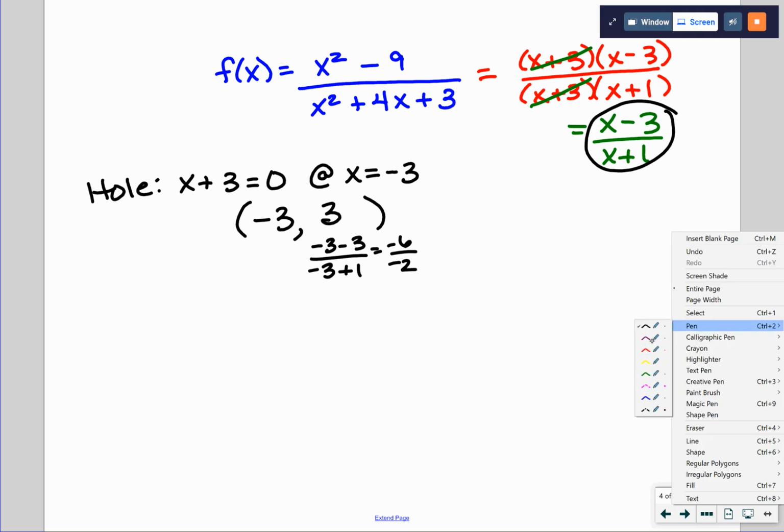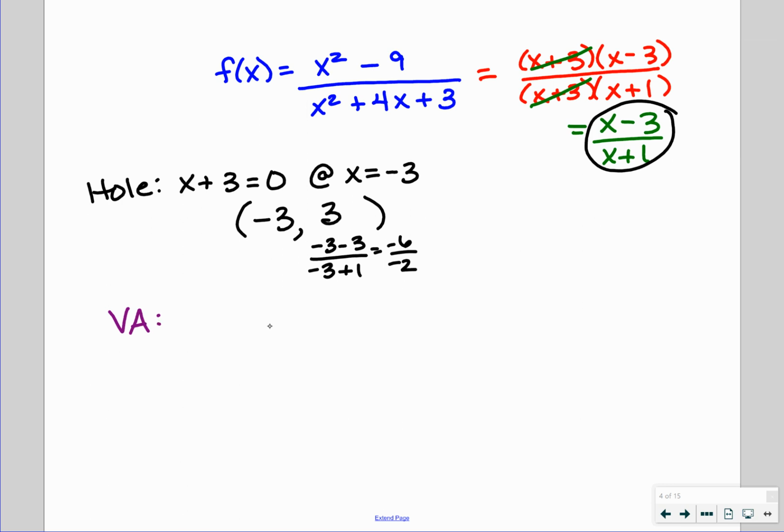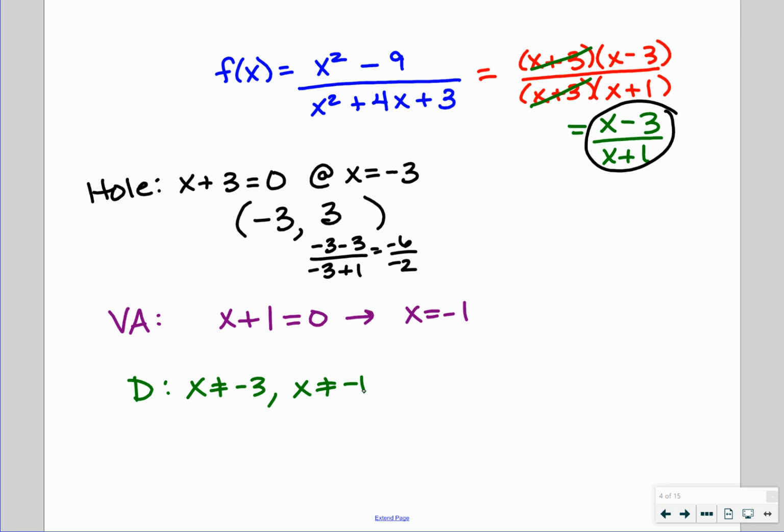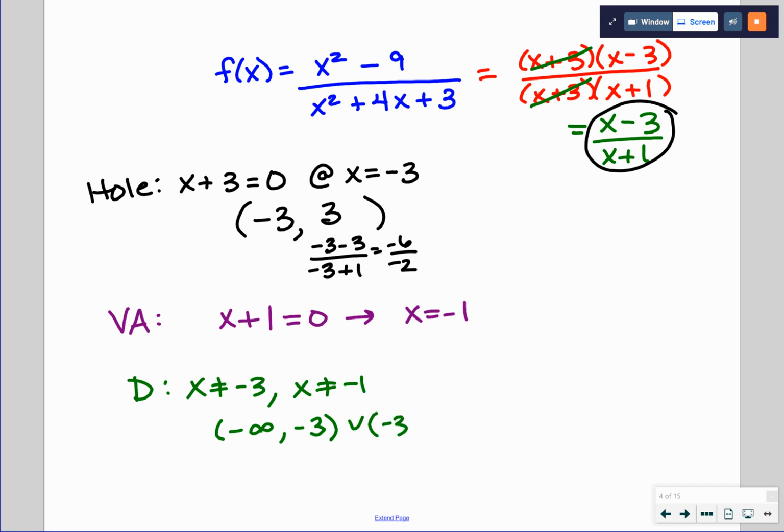Then vertical asymptotes. Your denominator that's left, x plus 1, set it equal to 0. So we have a vertical asymptote at x equals -1. And then domain is everything except those x values that came from the denominator. So x can't be -3 because there's a hole there, and x can't be -1 because there's a vertical asymptote there. The domain is everything else. So it's -∞ to -3, -3 to -1, -1 to infinity.